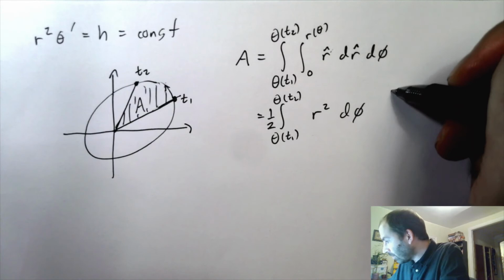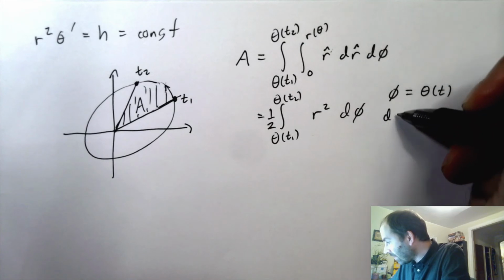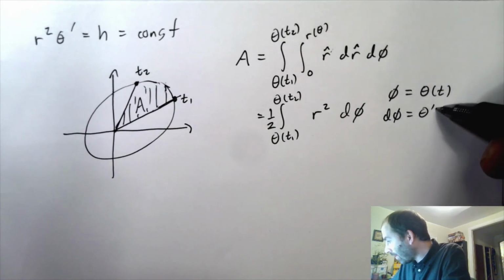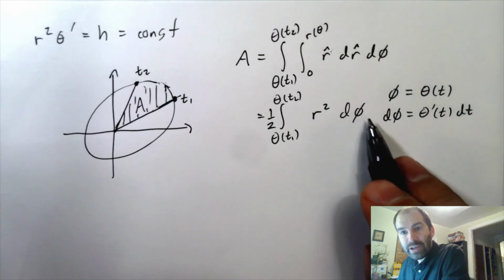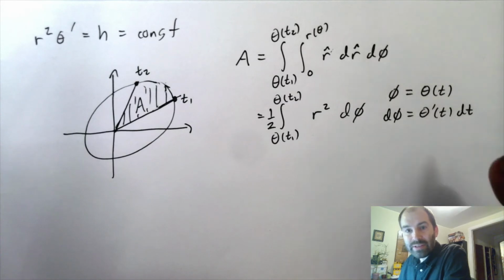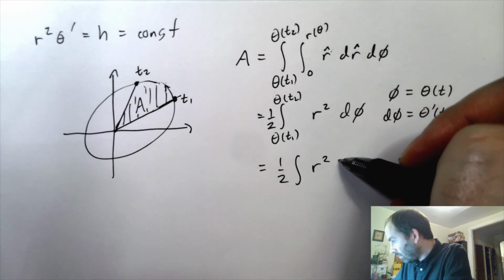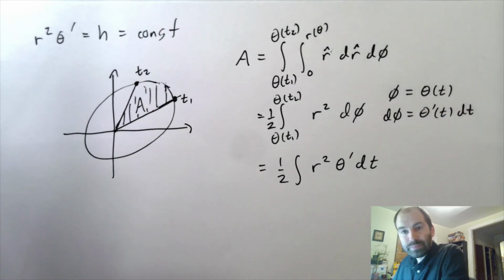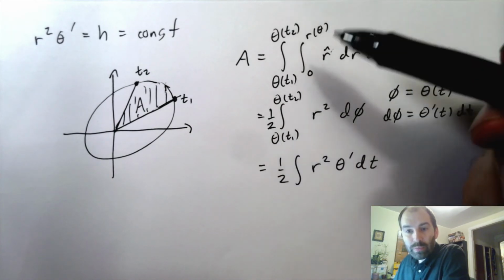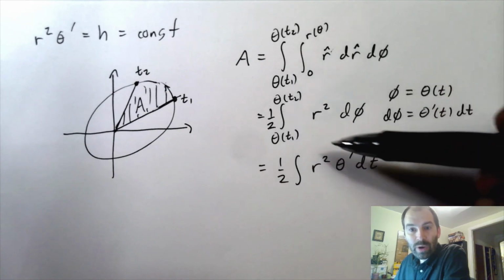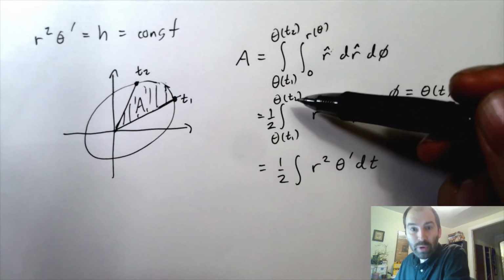Now, let's do a change of variables here. Let's call phi equal to theta of t. That means that d phi is theta prime of t dt. So if I make this change of variables and put it in here, this becomes theta prime dt. Now, this is with respect to t. What did t go from here to here? Whenever we change our variables, we have to change the bounds on our integral to match that variable. Well, it went from t1 to t2.